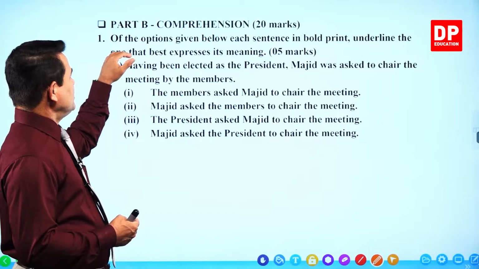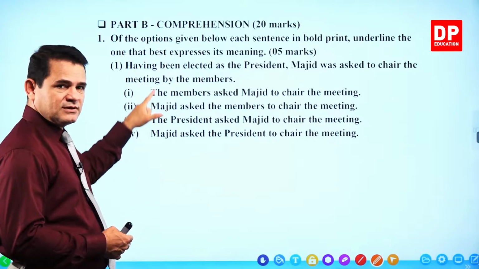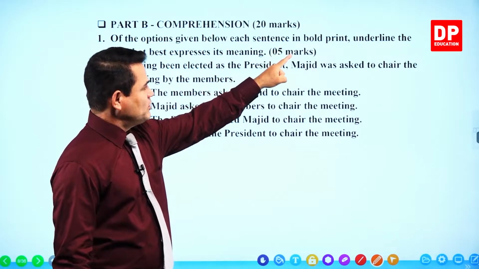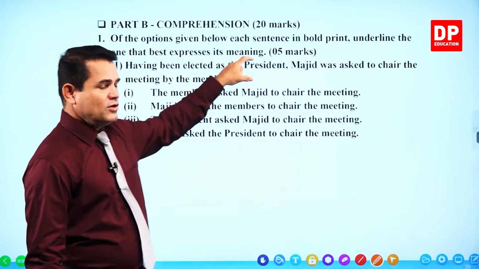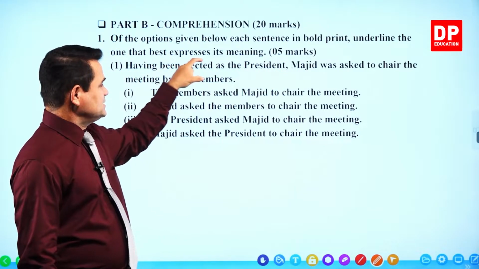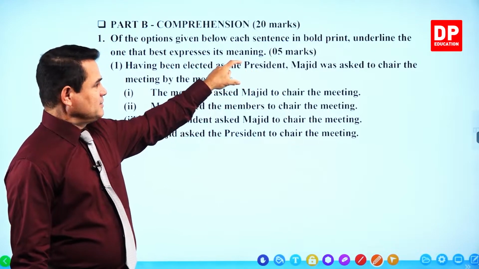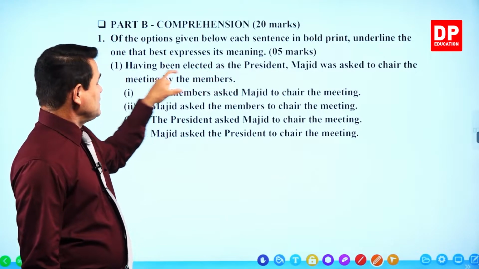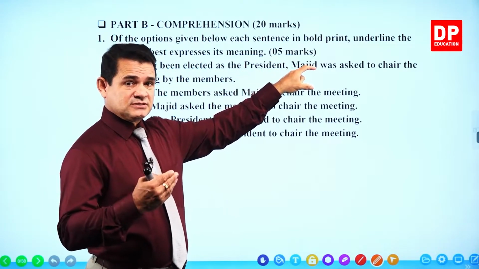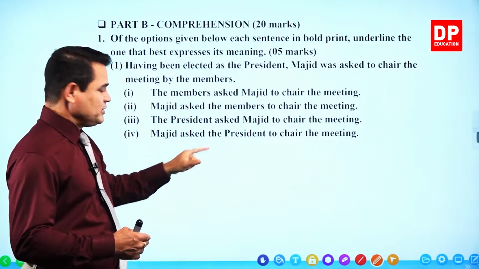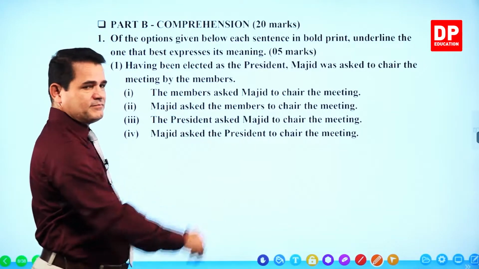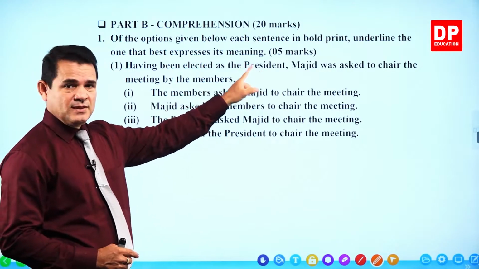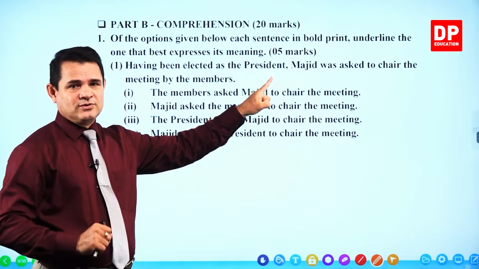So here there are 4 options given below each sentence in bold print. This is given in bold print in your paper. Underline the one that best expresses its meaning. Which of these four sentences gives the meaning correctly? And that one you have to underline. That's what you have to do. For that first you have to understand what the sentence says.